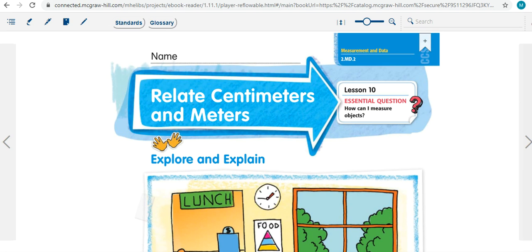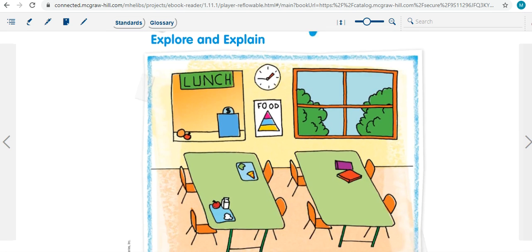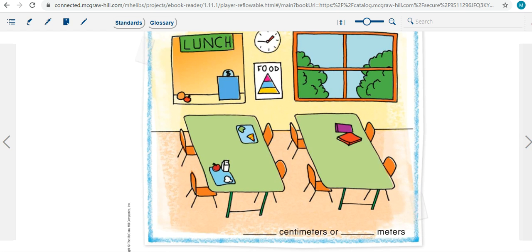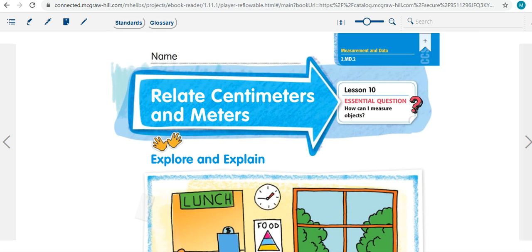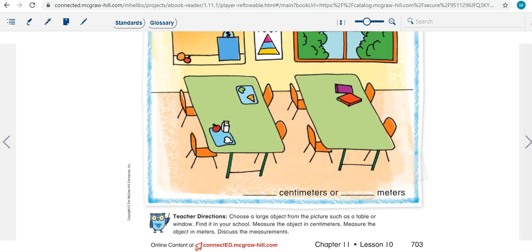So now we're going to start working on lesson number 10. Okay, now relate centimeters and meters. Please open up your books on page 703. So lesson number 9, we are not going to do it. That's why we are starting with lesson number 10. Now we already know that 1 meter has 100 centimeters.